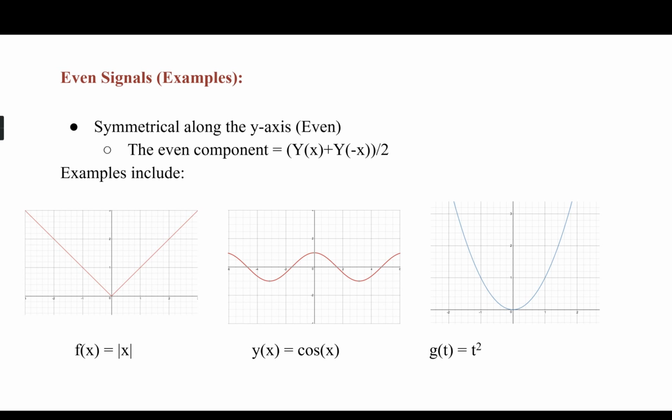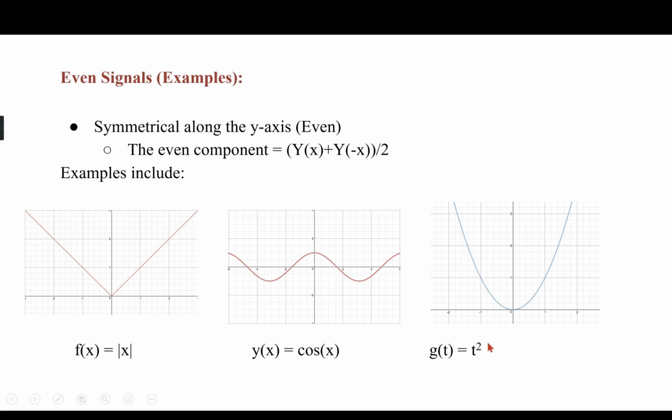So let's see examples of even signals that we are familiar with. The absolute function, for example, f of x is equal to the absolute of x, which looks like this, is an example of an even signal because it's reflected along the y-axis. The cosine function is also an even signal. From the shape of it, you can see that it's reflected along the y-axis. So it is an even function or an even signal.